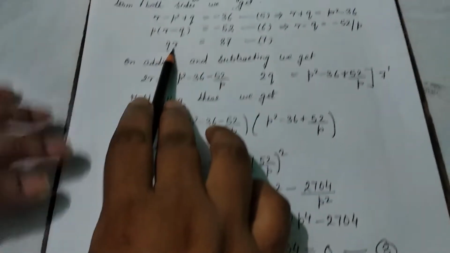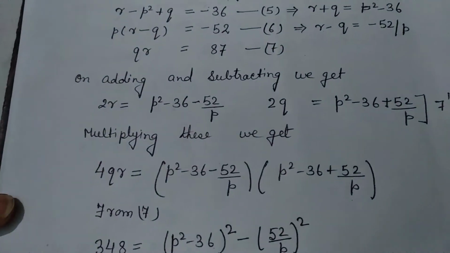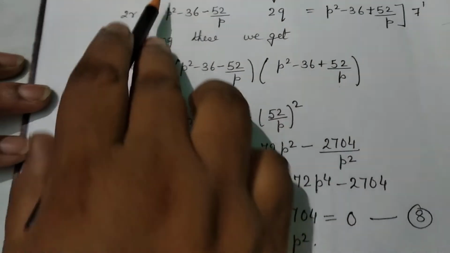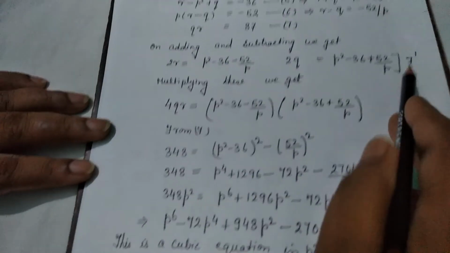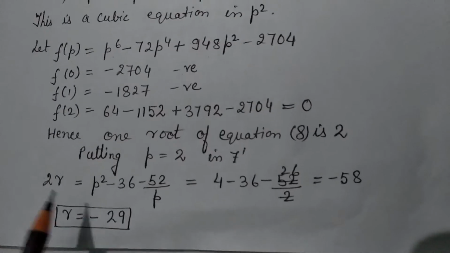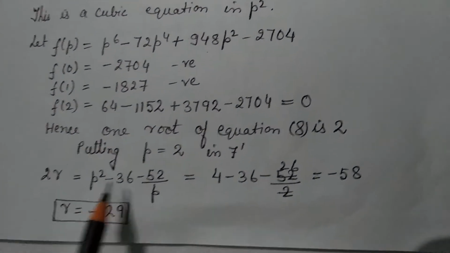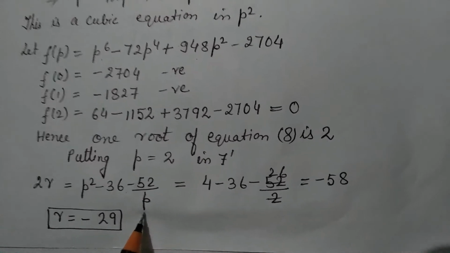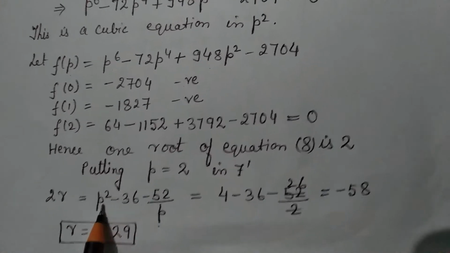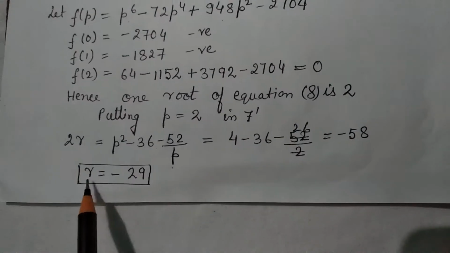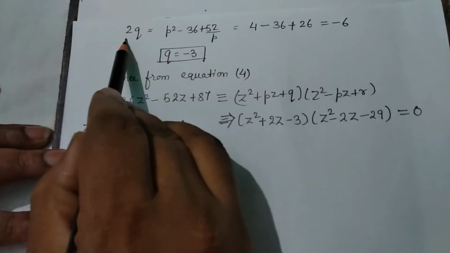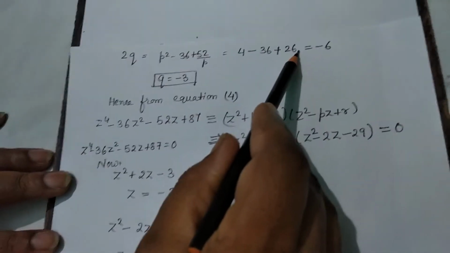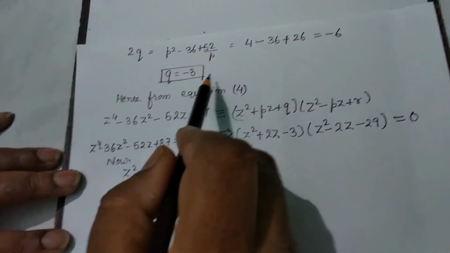Here, q into r is equal to 87. qr is 87, 2r is p square minus 36 minus 52 by p. So here in 7 dash, we'll put the value of p. 2r is equal to p square minus 36 minus 52 by p. So on putting the value of p, we will get the value of r to be minus 29. And 2q will be equal to minus 6, which gives the value of q to be minus 3.